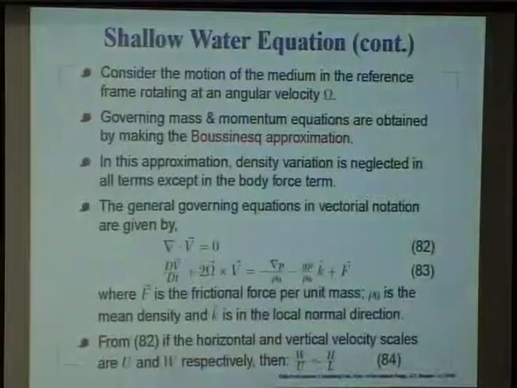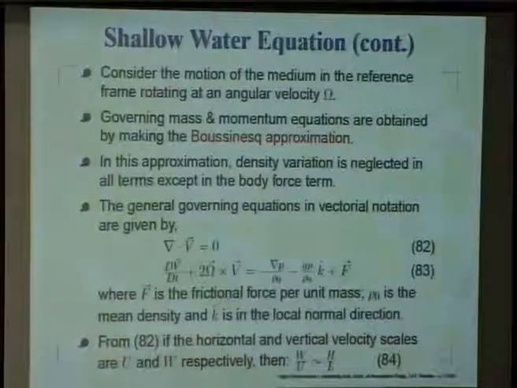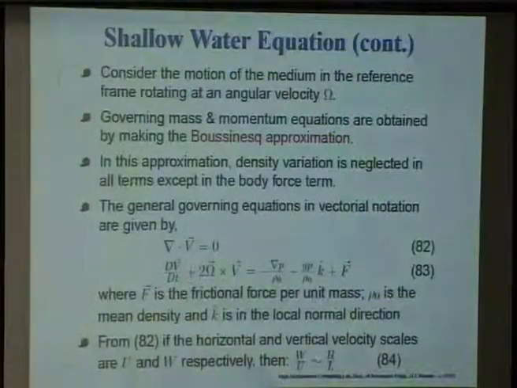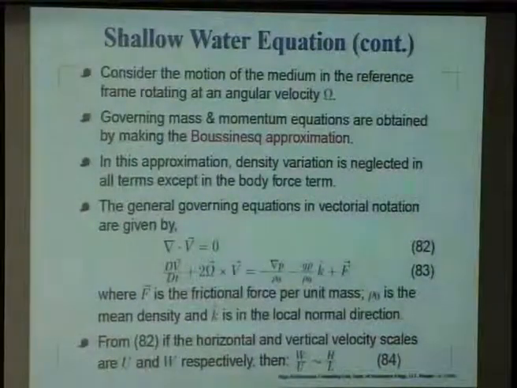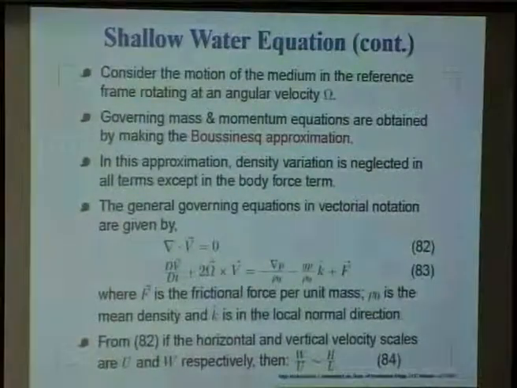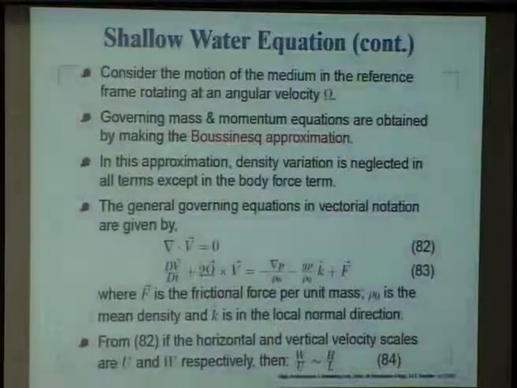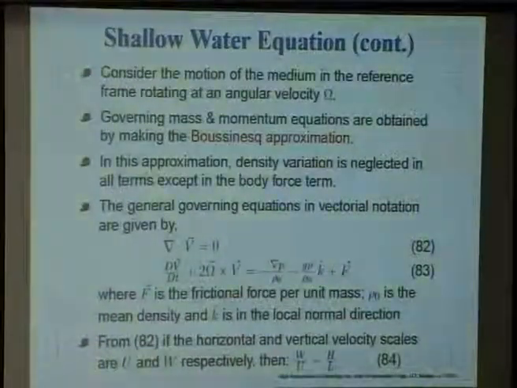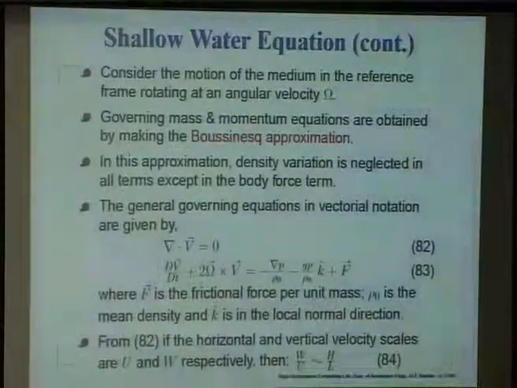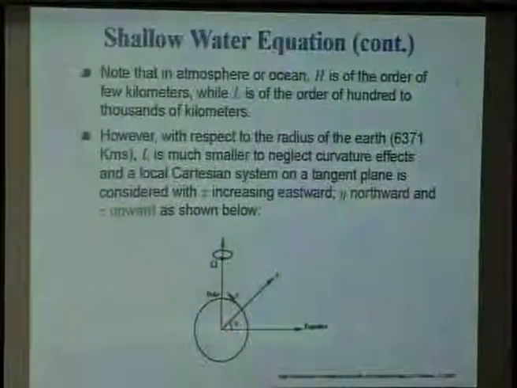So, if I look at the horizontal and vertical velocity scales from this equation, I can see that the vertical velocity divided by the horizontal velocity would be like this. Okay. Since h, the vertical scale, is much smaller compared to L, the longitudinal scale, you can see that W is much smaller compared to U. So, this is the schematic of what you see.